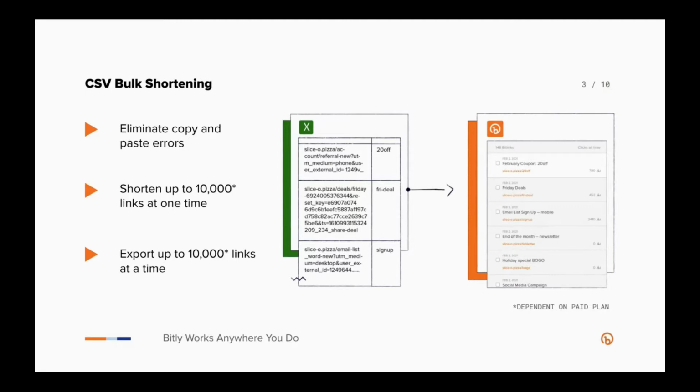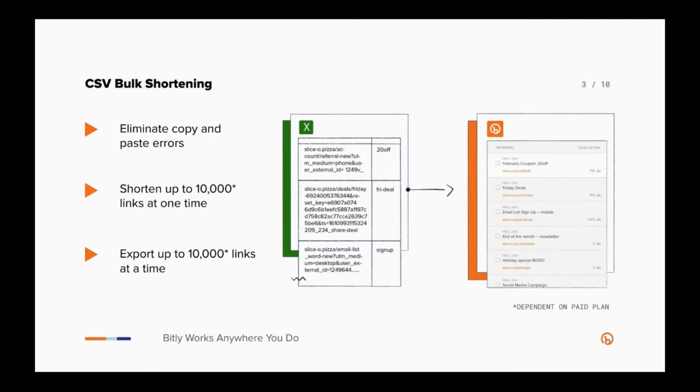Now you can shorten and brand up to 10,000 links at one time by simply importing your spreadsheet into Bitly, and then you can export that spreadsheet with the shortened links. This should not only save you a ton of time, but also reduce copy and paste errors. And for those of you who have asked us for a G-Sheets integration or an Excel integration, this functionality should meet a lot of your needs.